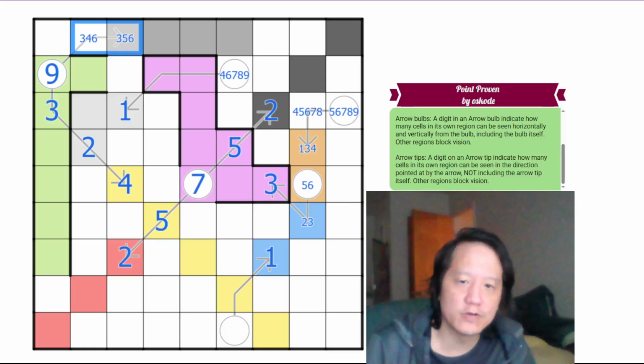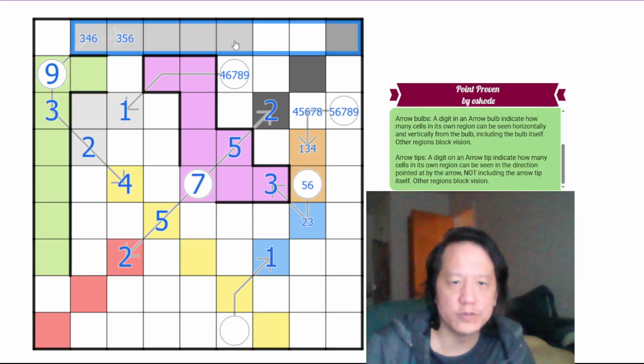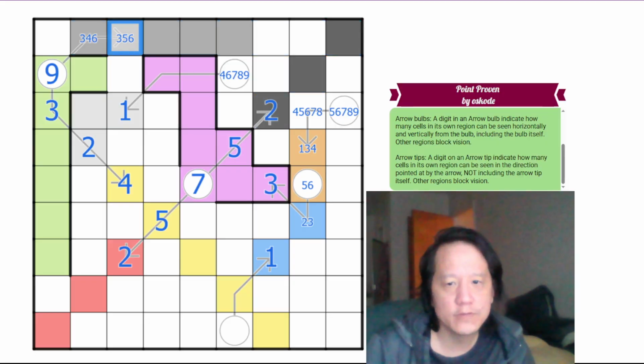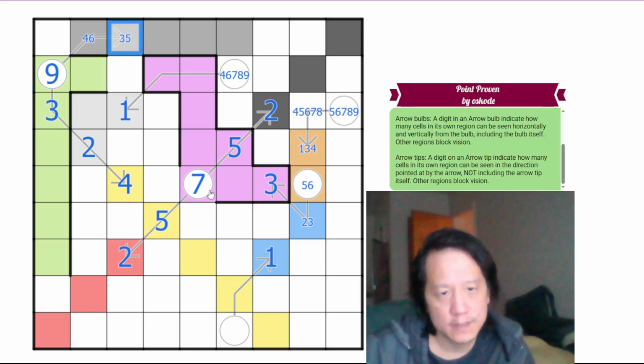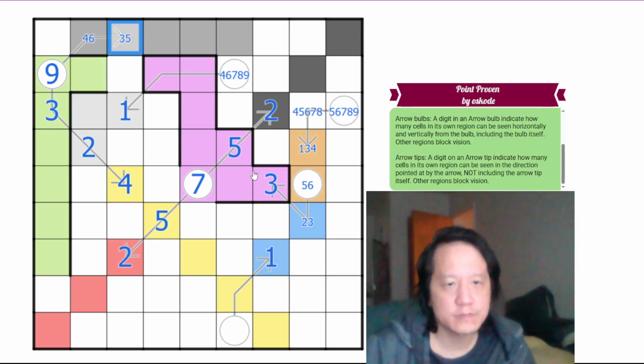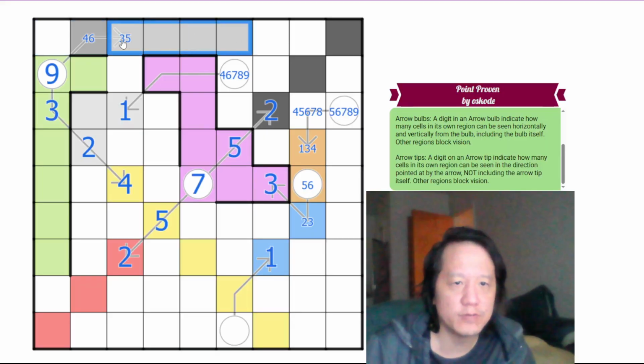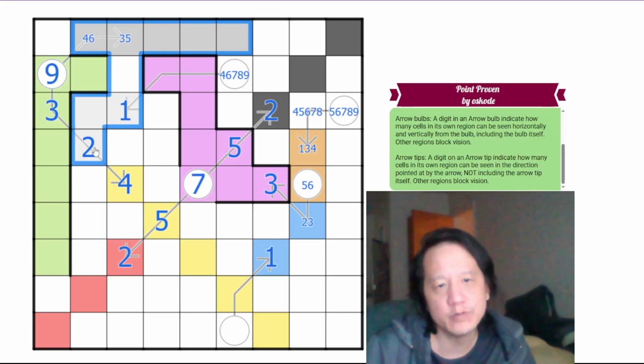This must be part of medium. And it cannot be the full 6 going this way, because if it's 1, 2, 3, 4, 5, 6, that's 8 cells, 9, 10. So this cannot be 6, which means this can't be 3. It could be, so it could be 1, 2, 3, 4, 5, 6, 7, 8, 9. That could be the case.